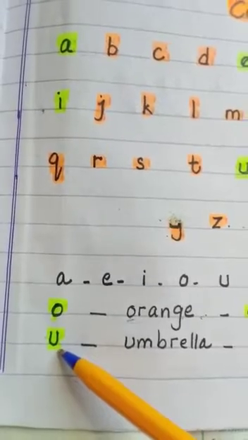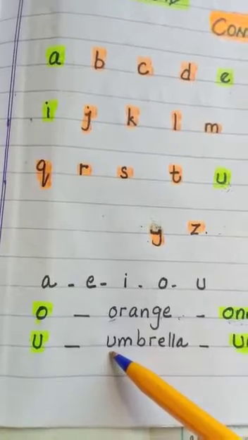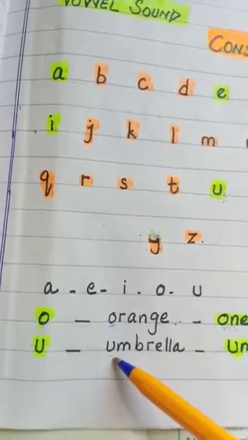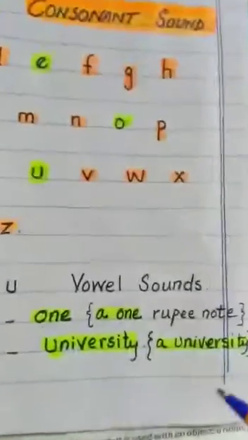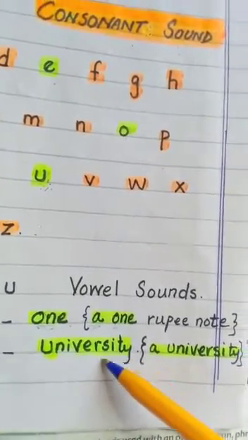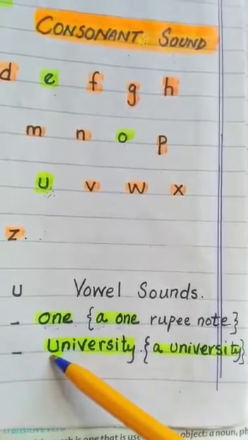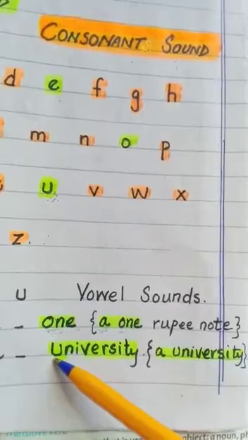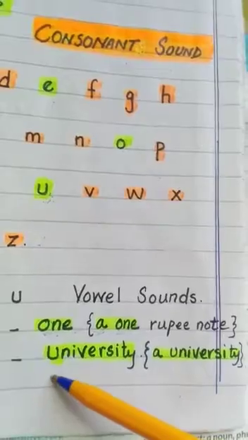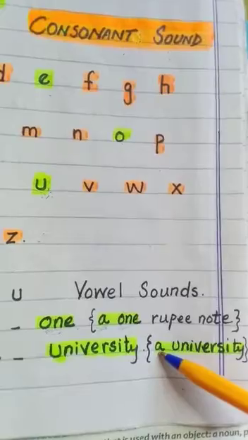It sometimes produces the vowel sound of "uh", for example in umbrella. Here this is a vowel sound, umbrella. So when we put an article before that word umbrella, we put "an": an umbrella. But when we are using that alphabet U in the word university, here it is not producing a vowel sound, rather it is producing its own sound, and that sound is a consonant sound. U is not a vowel sound here, this is a consonant sound. So before university we will put article "a".